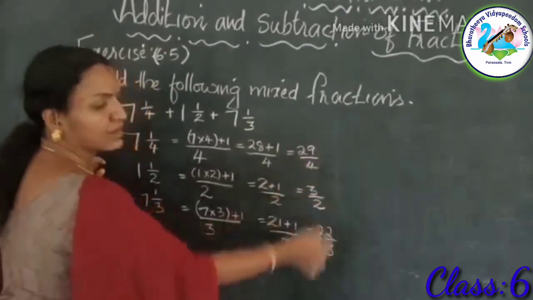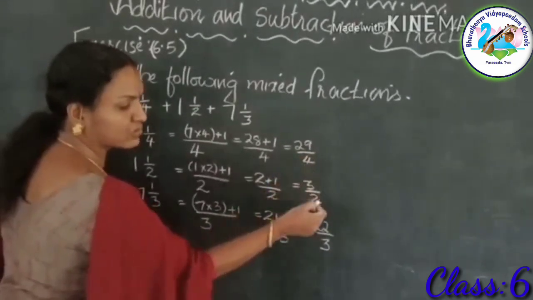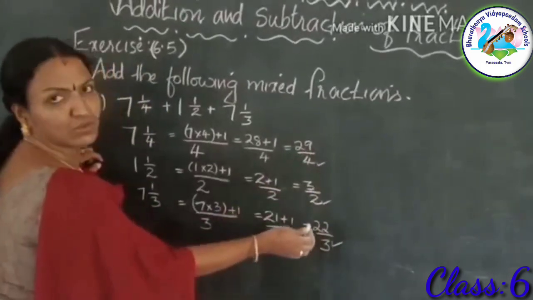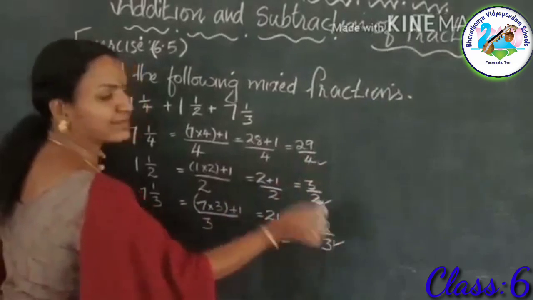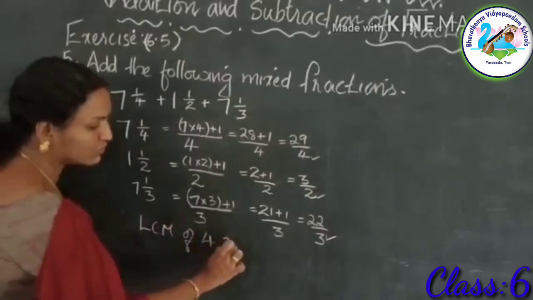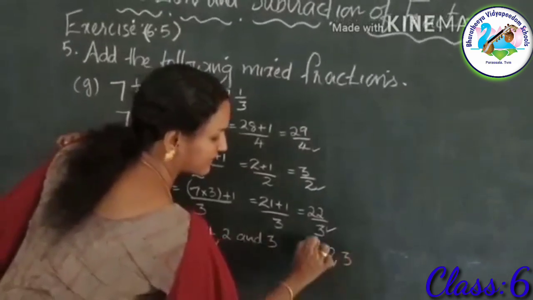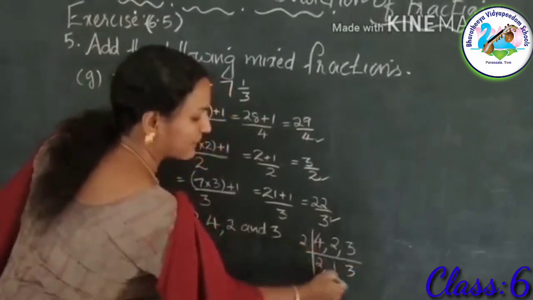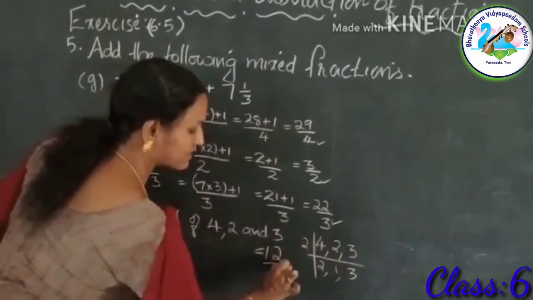So these are all unlike fractions. Why these are unlike fractions? Here the denominators are different: 4, 2 and 3. First of all, convert these fractions into like fractions. So you have to find the LCM of 4, 2 and 3. 2 2s are 4, 1 2 is 2 and 3. So multiply 2 and 2, 2 into 2, 4. 4 into 3, 12. So LCM is 12.